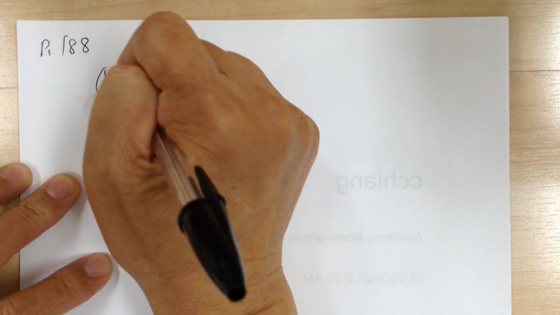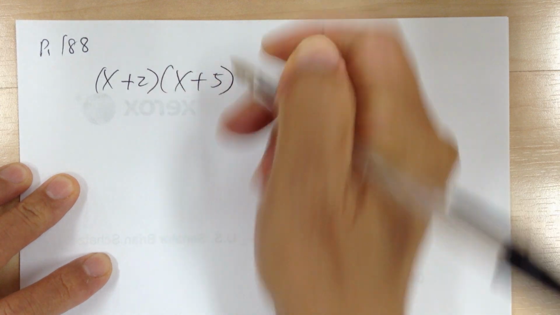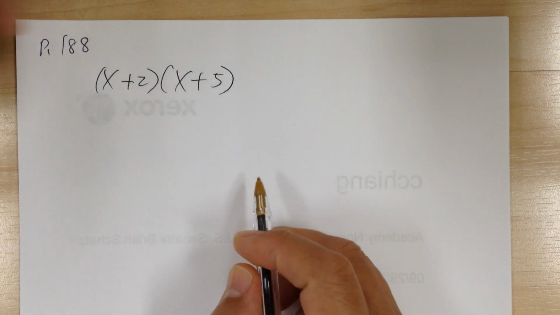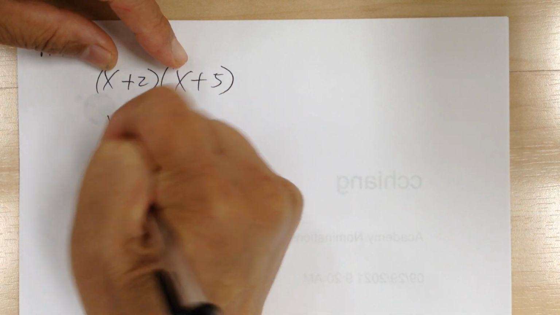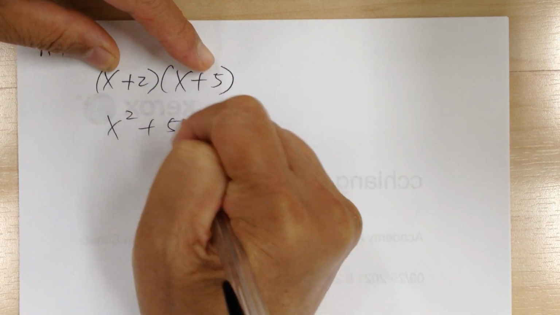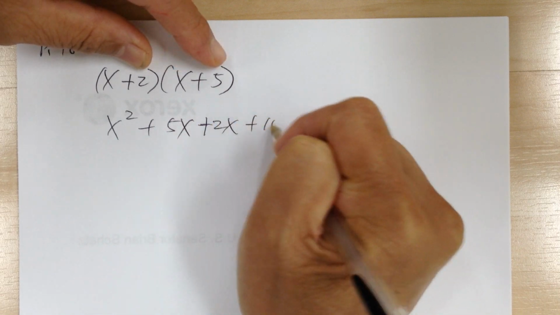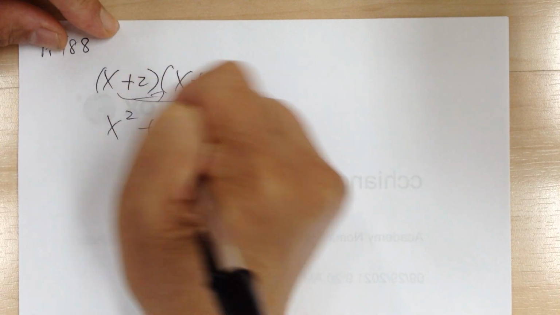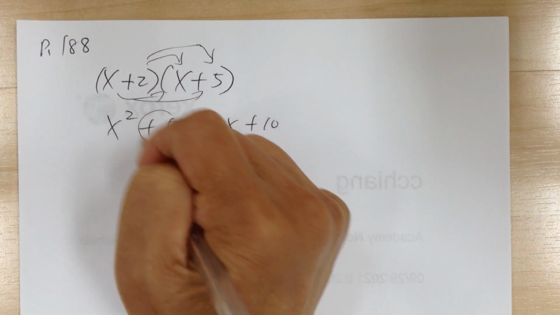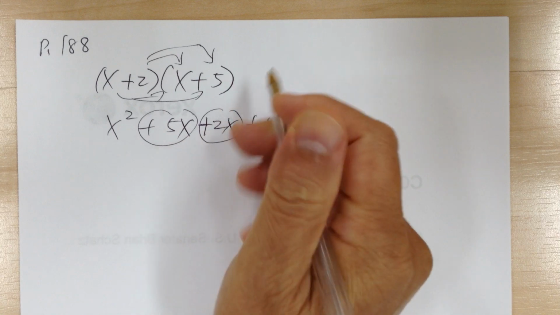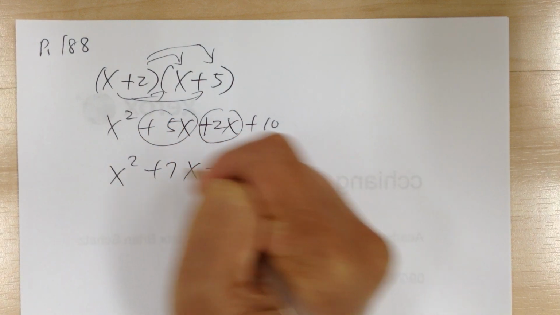So let's say you have x plus 2 times x plus 5. When you multiply, you have to distribute, so use the FOIL method. This will equal x squared plus 5x plus 2x plus 10. You just distribute. And notice you're going to have a middle term, like terms over here. So you're going to get x squared plus 7x plus 10.